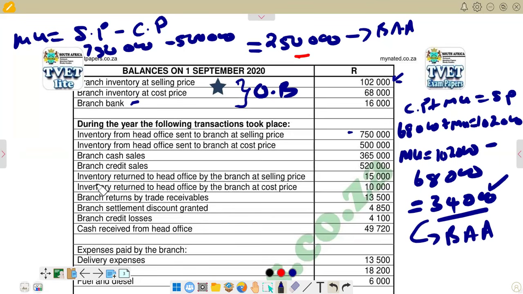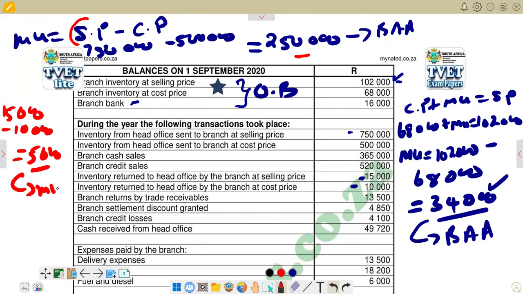So according to this one, inventory returned to head office has a selling price of 15,000 and the cost price of 10,000. So we are supposed to calculate again the markup. Remember, markup we said is selling price minus cost price. So our selling price here is 15,000. Then we subtract 10,000 as our cost price, and then we are going to get our 5,000. So this is our markup, which is going to affect the branch adjustment account in the inventory to branch account.